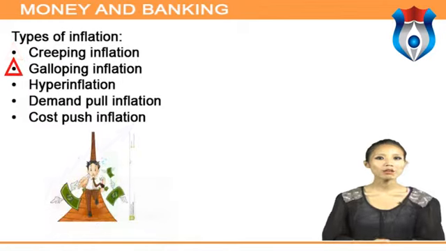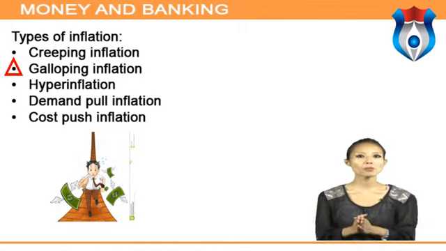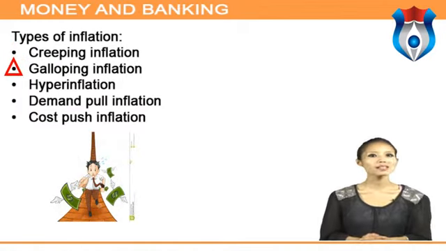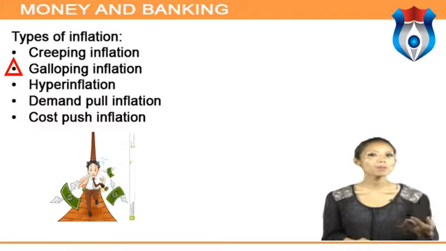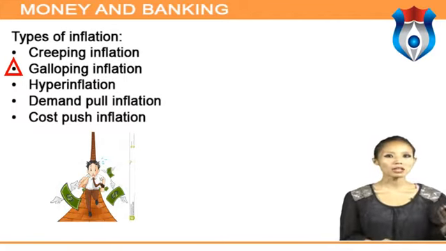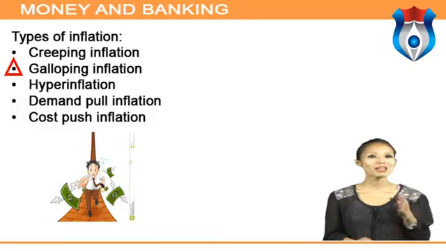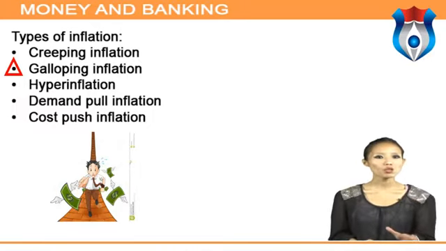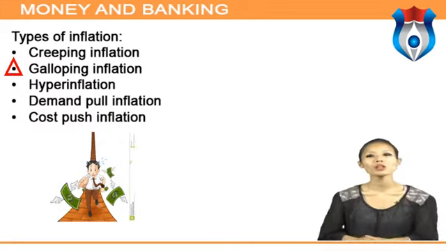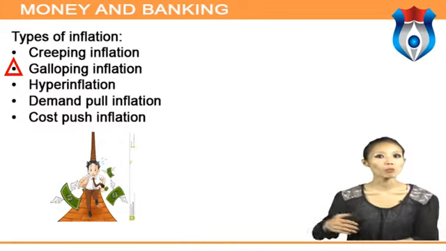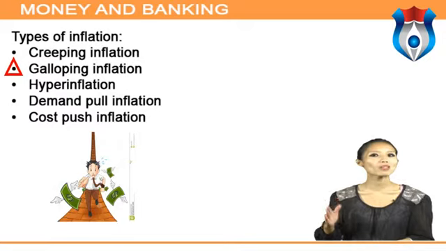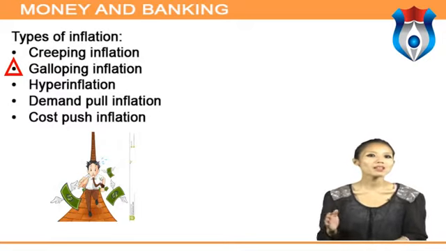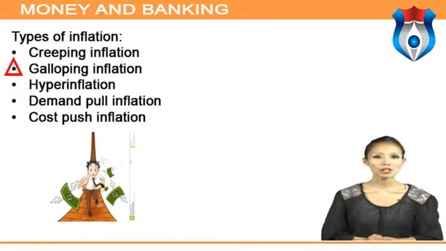Galloping inflation. According to Professor Samuelson, if prices rise by double or triple digit inflation rates like 30%, 400% or 999% per annum, then the situation can be termed as galloping inflation. When prices rise by more than 20% but less than 1000% per annum, that is between 20% to 1000% per annum, galloping inflation occurs.